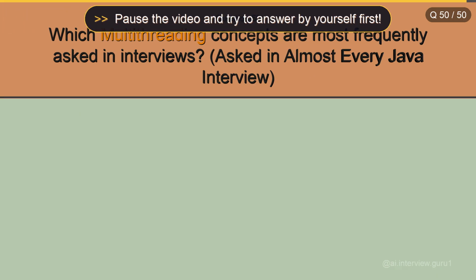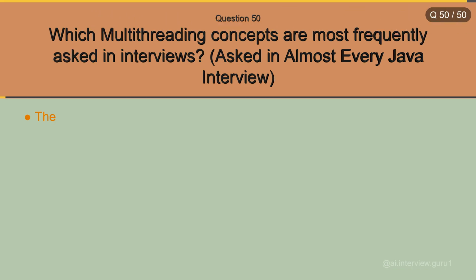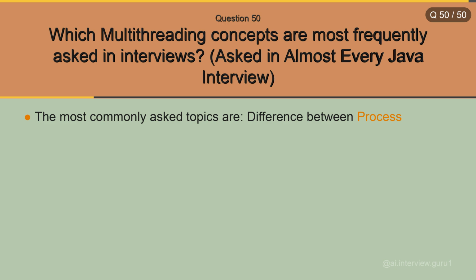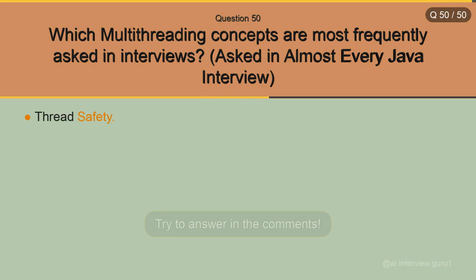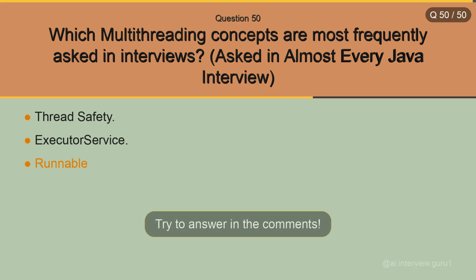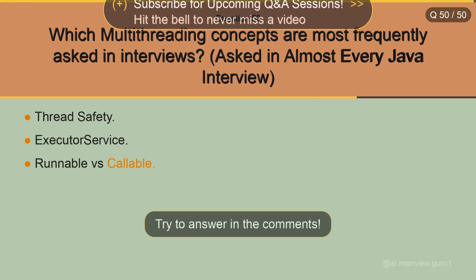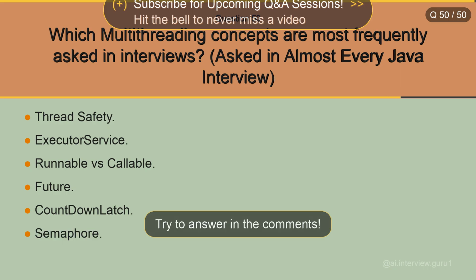Which multi-threading concepts are most frequently asked in interviews? The most commonly asked topics are difference between process and thread, start versus run, sleep versus wait, synchronization, volatile keyword, deadlock, race condition, thread safety, ExecutorService, Runnable versus Callable, Future, CountDownLatch, semaphore, thread pool.